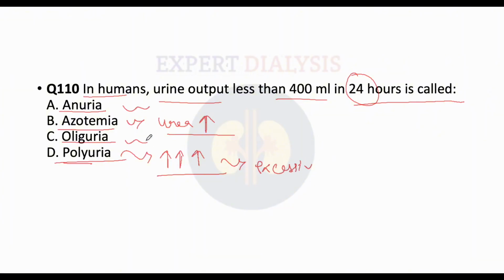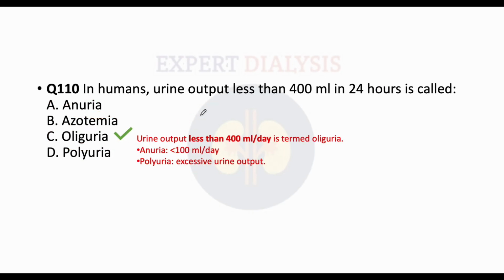Oliguria and anuria are the two options which might confuse you. So in anuria, what happens? There is no or negligible urine output, while oliguria consists of a certain range. And what is that range? So urine output less than 400 ml per day is termed as oliguria, and when we talk about anuria, it is negligible or less than 100 ml per day.